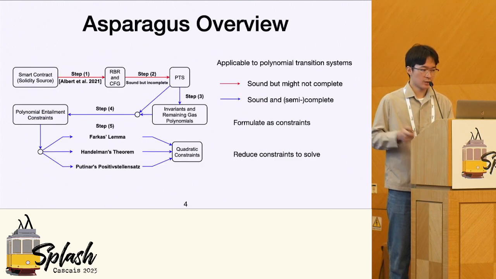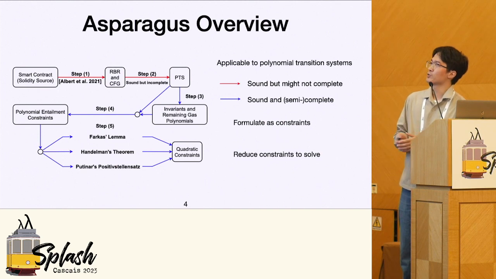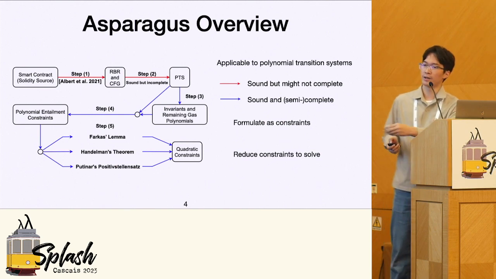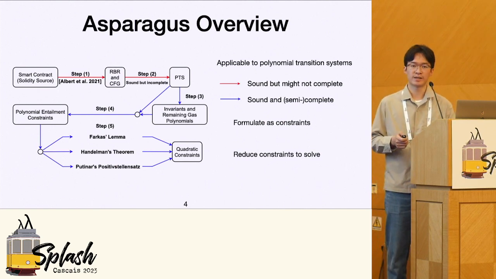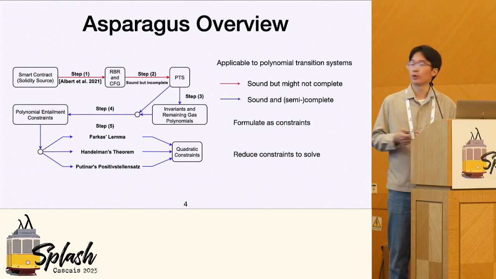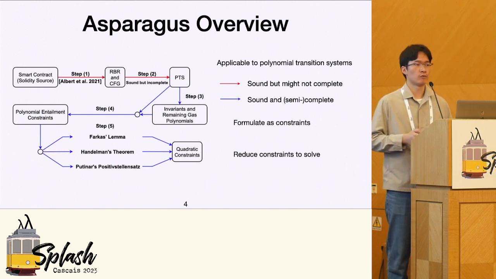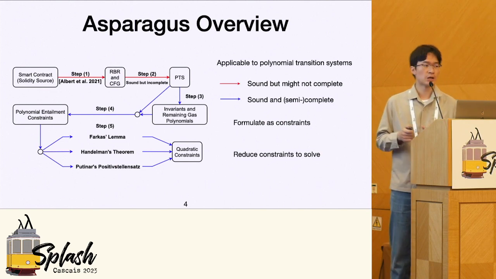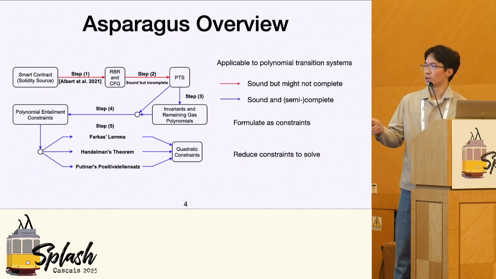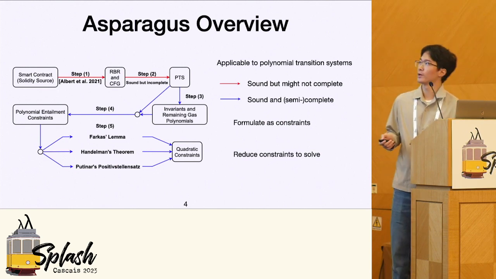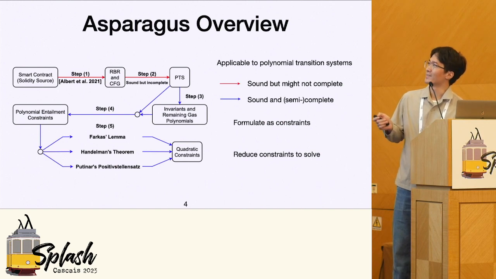Now we can present the overview of Asparagus. We take a Solidity smart contract as input, and since gas is defined on the bytecode, we need to compile it and extract the control flow graph of the bytecode. Since estimating the gas is only decidable if we restrict ourselves to polynomial systems, we need to do some overapproximation to transform it to polynomial transition systems. Then we formulate our problem by adding invariants and ranking functions. Finally, we reduce our constraint system using three theorems from real algebraic geometry to solve everything efficiently. I will introduce the blue parts, which are sound and semi-complete.